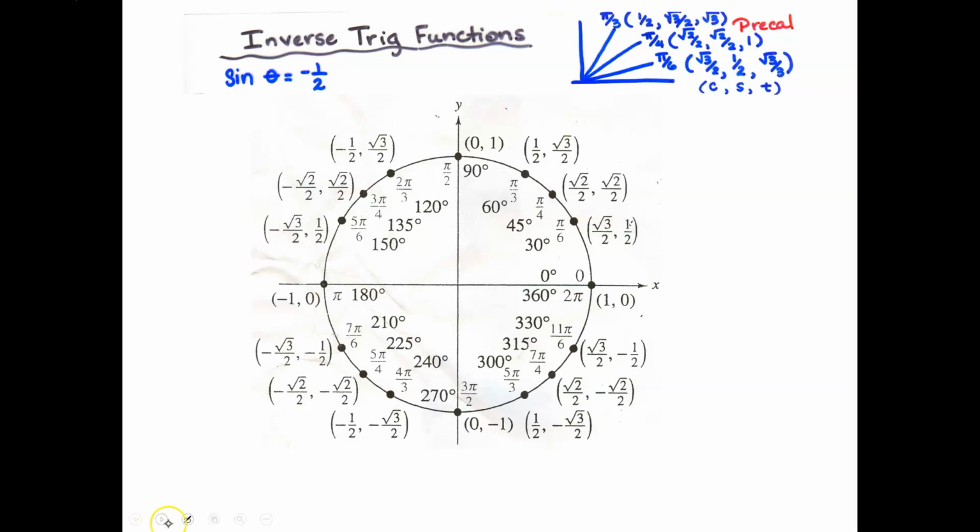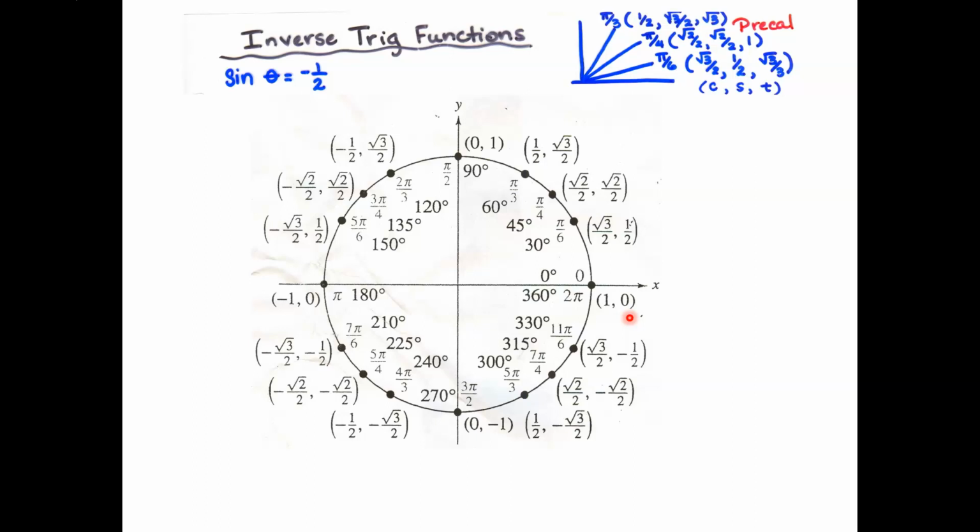All right, we have our unit circle here. If I were to ask you where sine is equal to -1/2, remember that on the unit circle, the x value is the cosine and the y value is the sine. So basically, we would be looking for where we have a y value of -1/2.